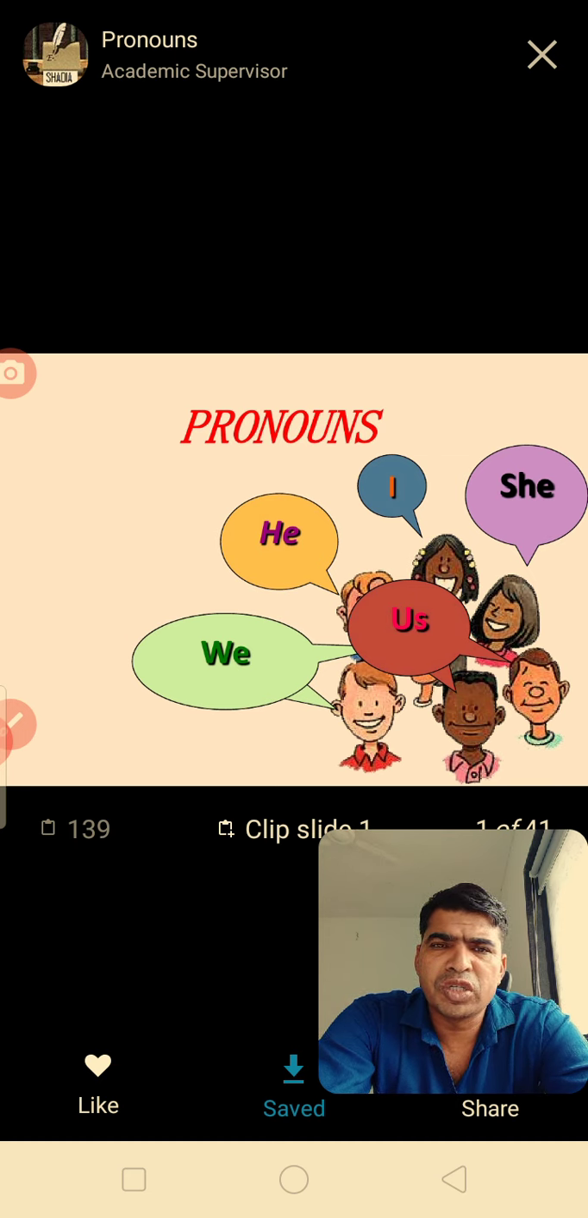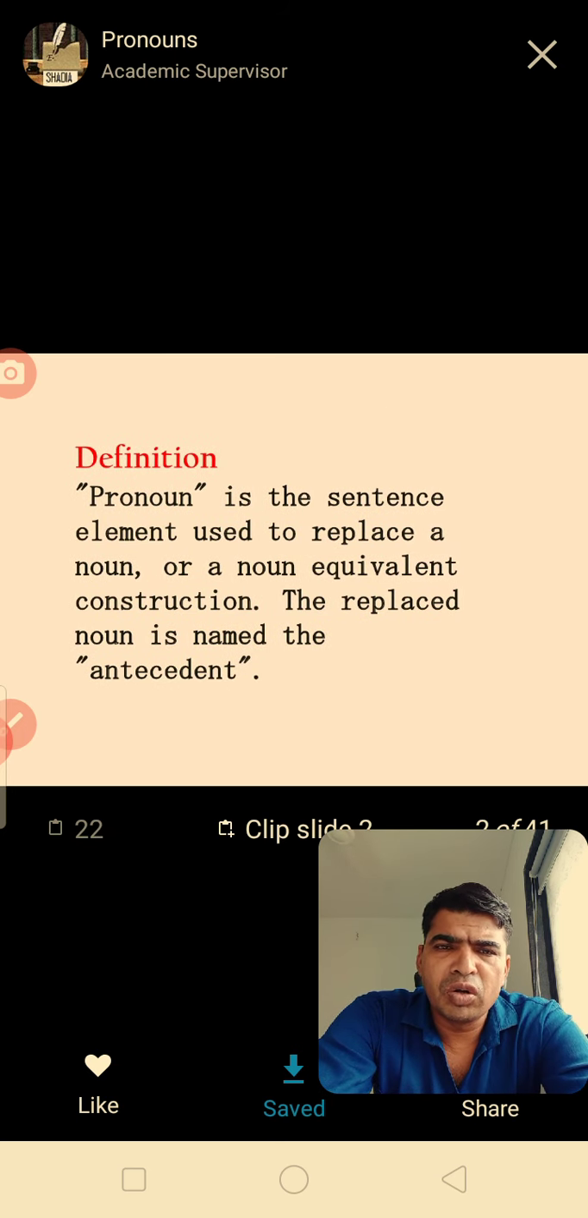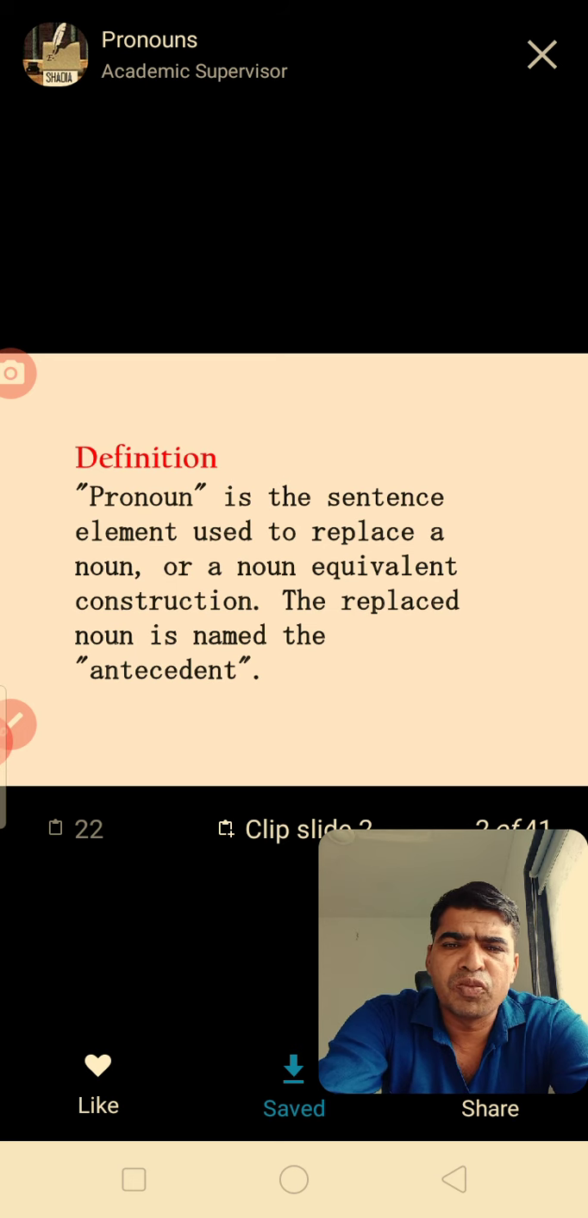First of all, we must know what is pronoun. There are different pronouns, for example, I, he, we, she, and us. These are used in place of noun. The definition of pronoun is: it is the sentence element used to replace a noun or a noun equivalent construction. The replaced noun is named the antecedent. In simple words, the word used in place of noun is called a pronoun.